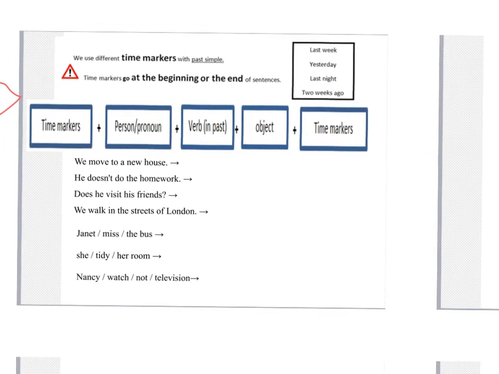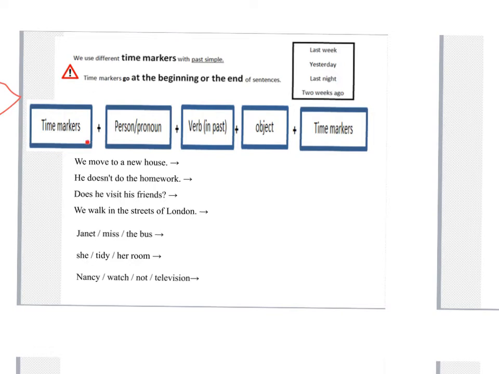In the past, we use different time markers. Time markers, son marcadores de tiempo, no? In Spanish, are the words that tell us when everything happened. Time markers go at the beginning or at the end of the sentences, not in the middle. So we've got time markers like last week, la semana pasada, yesterday, ayer, last night, la pasada noche, or 2 weeks ago, hace 2 semanas.